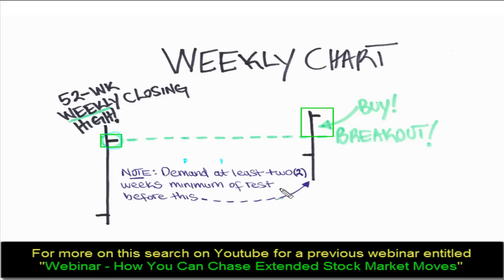So if it's 6 months down the road, 2 weeks down the road, 4 weeks, 2 years down the road, that's okay. But you want at least 2 weeks of rest between this event and this event here. That way you know you are buying stocks that have taken some time to pause before their next move.